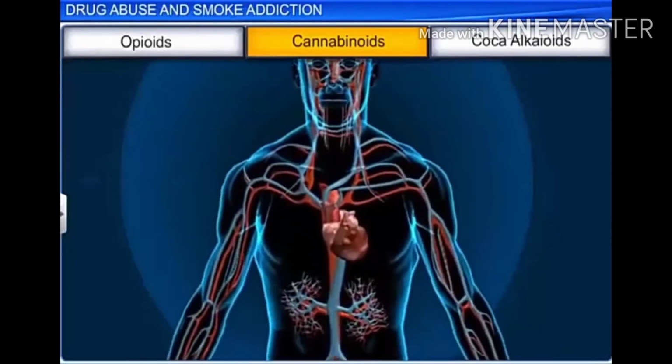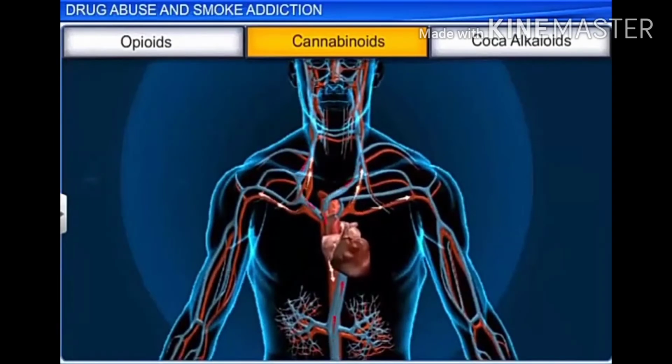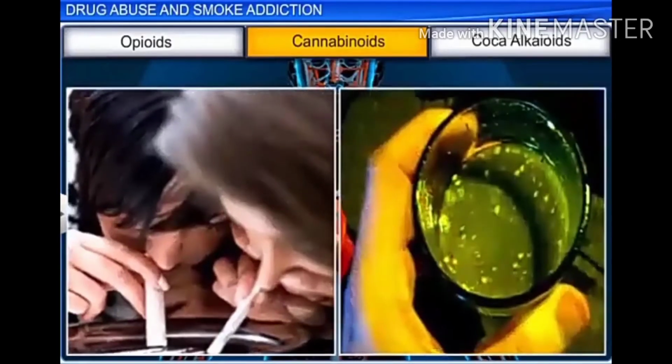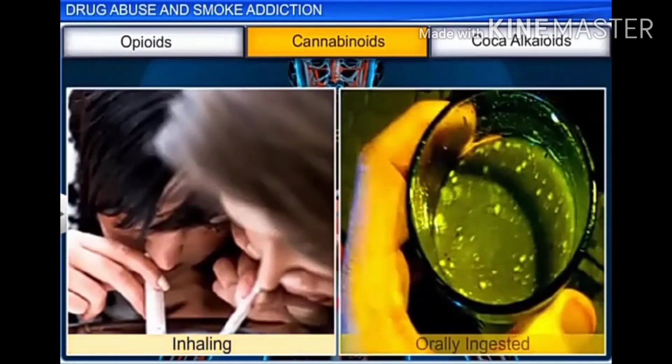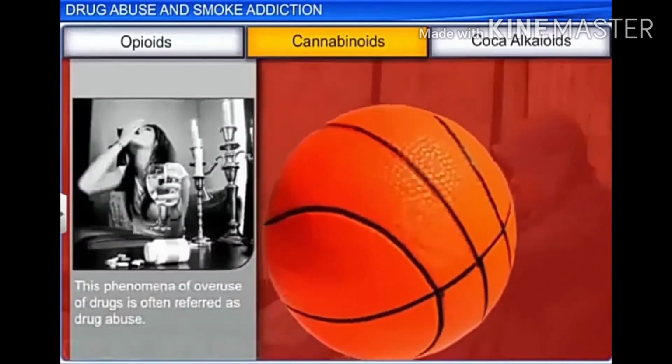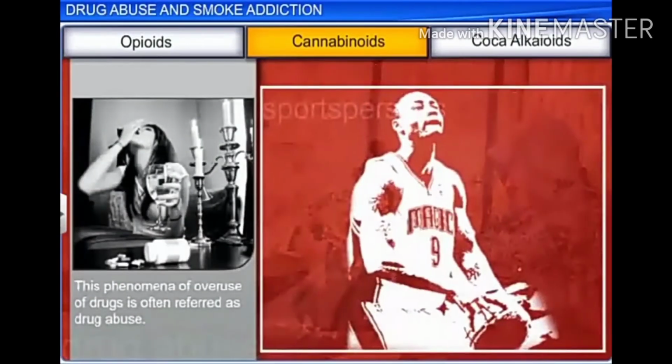All these drugs are known for their effects on the cardiovascular system of the body, and they are usually either inhaled or orally ingested. Cannabinoids are also sometimes abused by sportspersons because of their performance-enhancing properties.